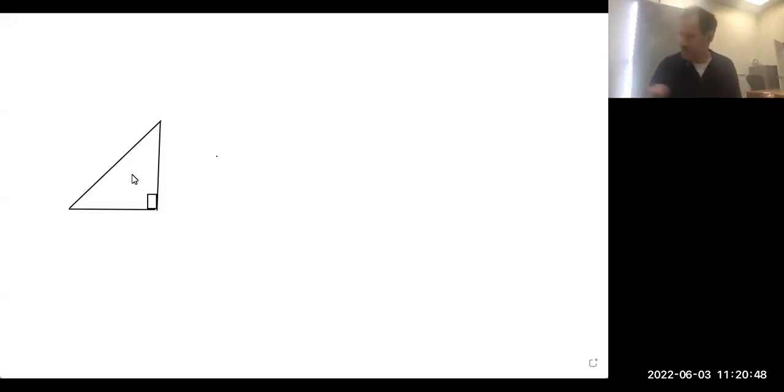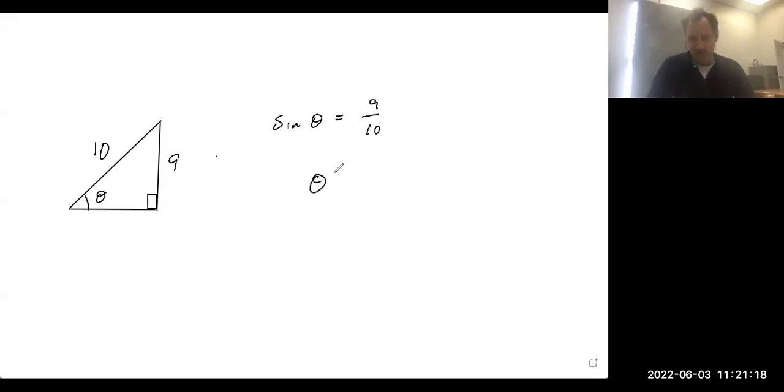So let's talk about a situation where we know two sides and we want to use that to figure out an angle. So here we would be looking at sine theta equals 9/10. And from that, we could figure out a pretty good estimate of what theta is.